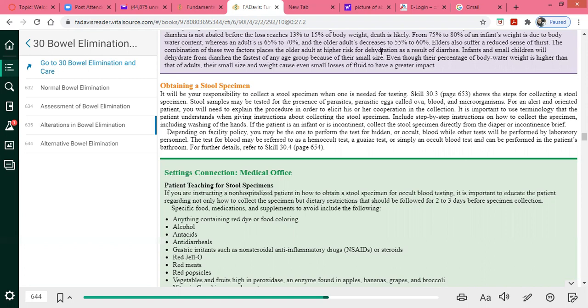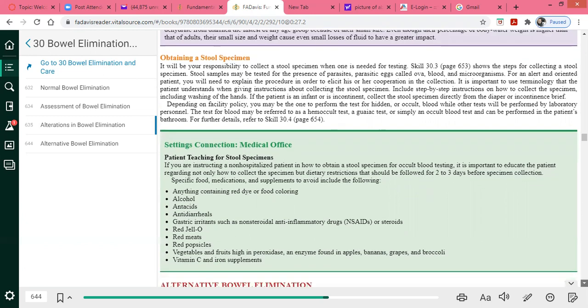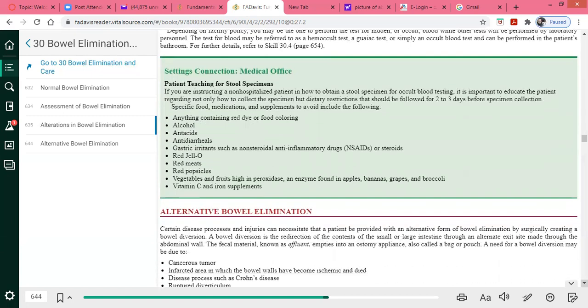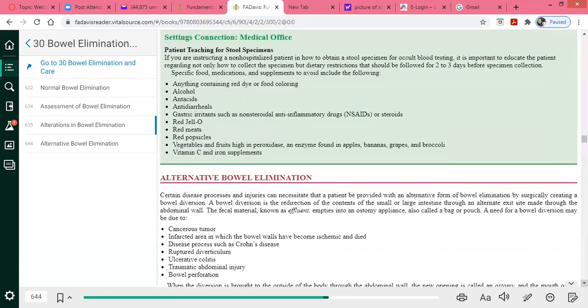It talks about alternative bowel elimination. Certain disease processes and injuries can necessitate that a patient be provided with an alternative form of bowel elimination by surgically creating a bowel diversion. A bowel diversion is the redirection of the contents of the small or large intestines through an alternate exit site made through the abdominal wall.